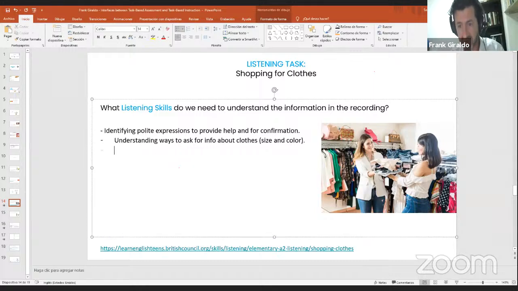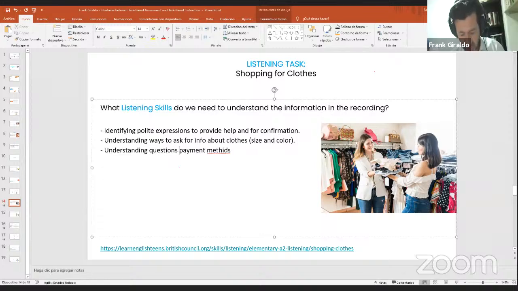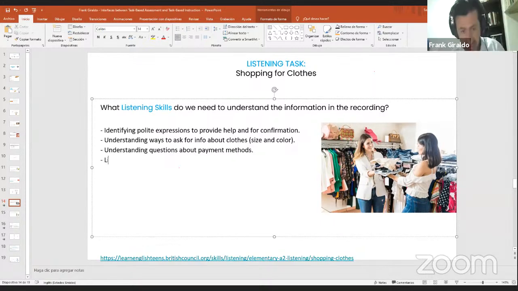Okay, what else do students need to understand? Great. Jorge wrote payment method. So understanding payment methods, cash or credit card, yes. Or questions about payment methods. Okay. Listening for details. Okay, yes, of course. Listening for details will be an example of a detail. That's a listening skill, definitely.